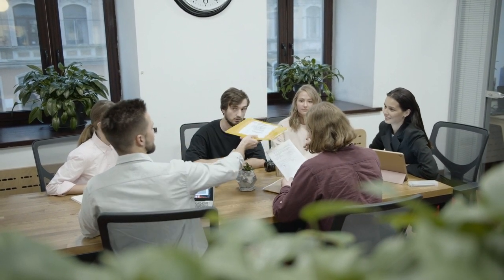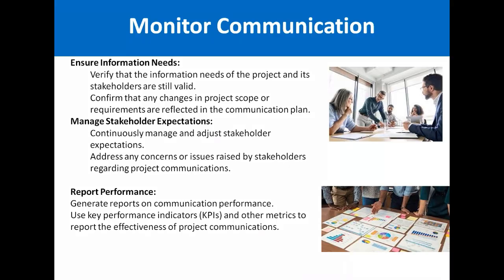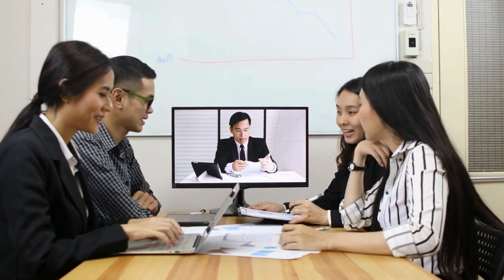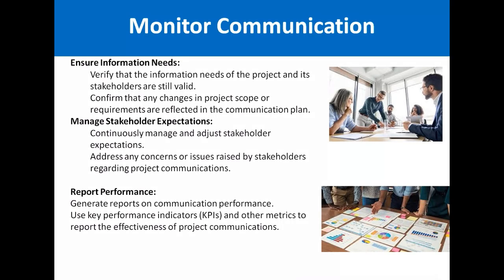Then ensure information needs, which means verify that the information needs of the project and its stakeholders are still valid, and confirm that any changes in project scope or requirements are reflected in the communication plan. Here, friend, all these things are judged based on the communication plan. If you have an appropriate communication plan, only then can you judge the performance of the communication. Obviously, if there are flaws or issues in the communication plan, then you can't evaluate the performance of the communication.